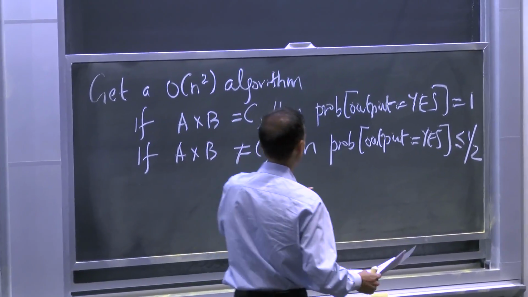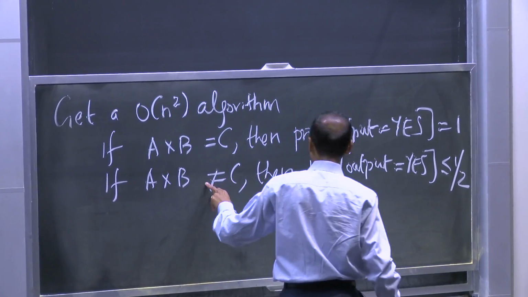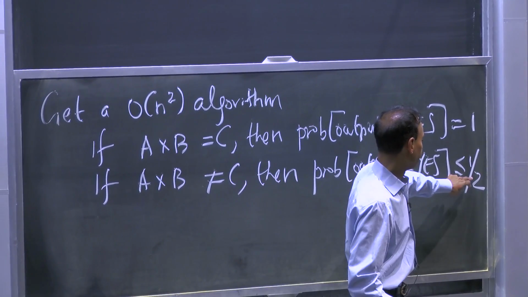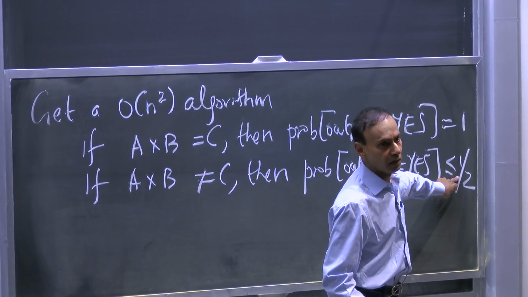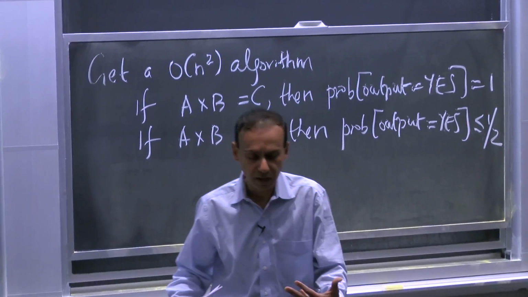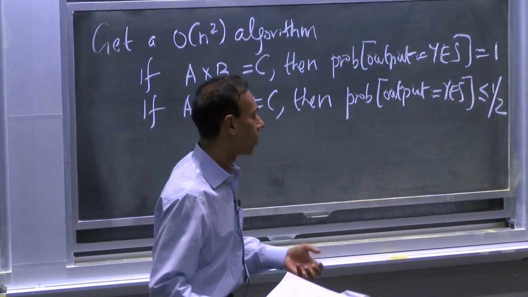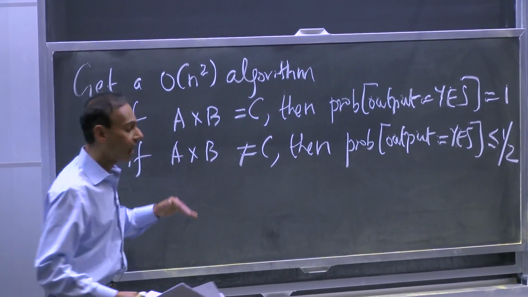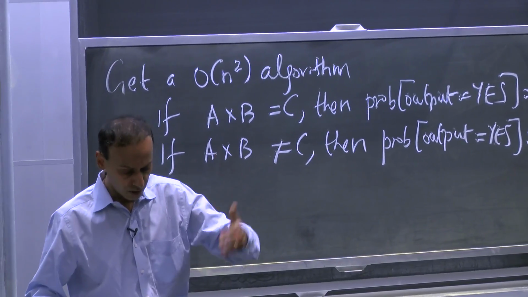What is interesting here is that when they're not equal, you're going to get an incorrect result with some upper bound on the probability, right? And so you say, well, 1/2 seems kind of high, 50%, flipping a coin. The good news is that these algorithms you can run them over and over.